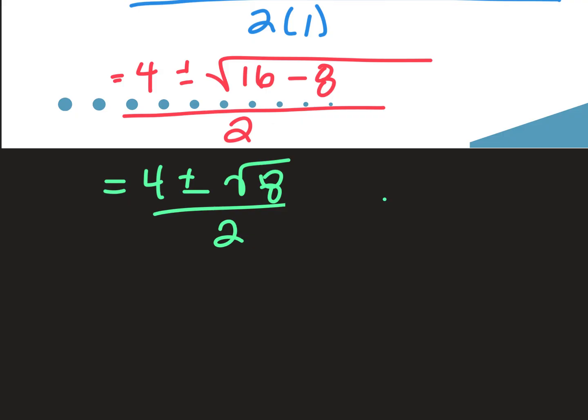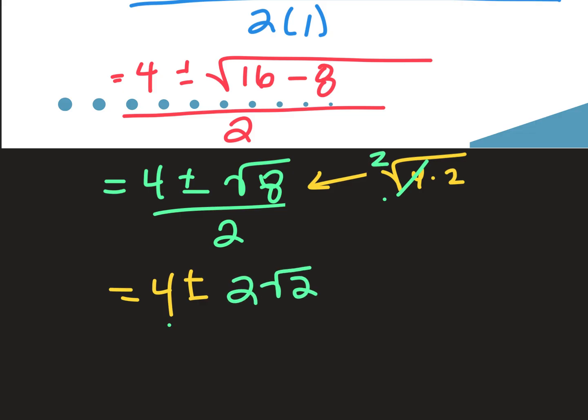We've been breaking down radicals from the very beginning. So I'm going to rewrite this as 4 plus or minus. What can I break 8 into? 4 times 2. Good. What's the perfect square that's hidden in there? The perfect square. Okay, so we're going to take the perfect square of 4 is 2. So this is actually 2 square root of 2 over 2.